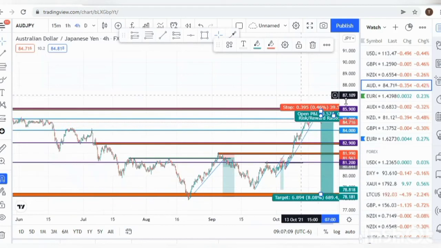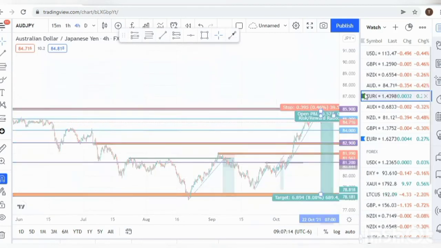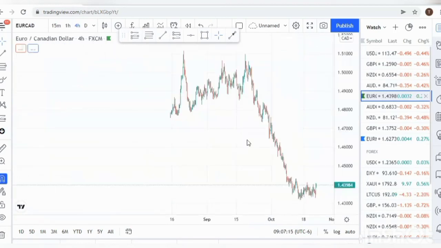Let's go on the trades that I am expecting to play out this week, and I will share it on my Telegram community when it does play out.